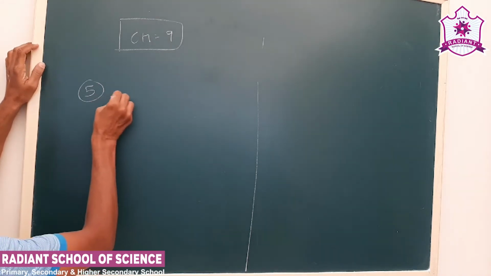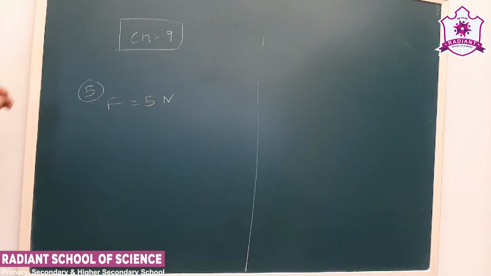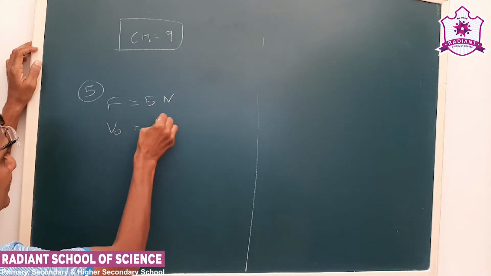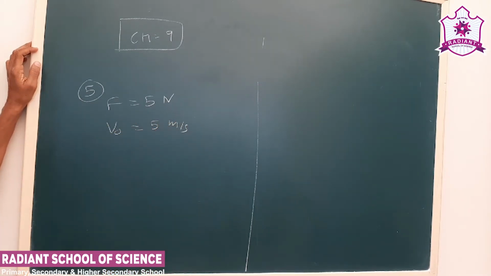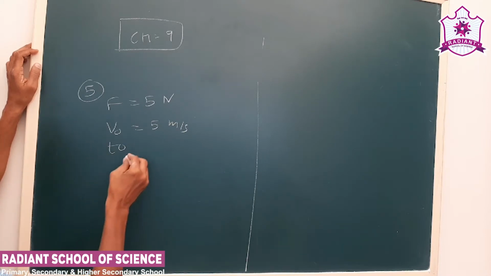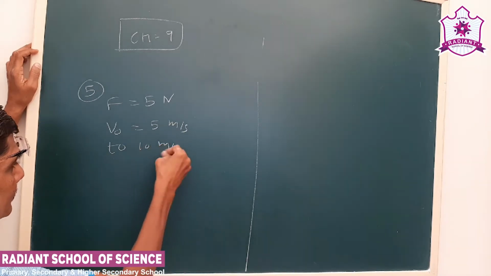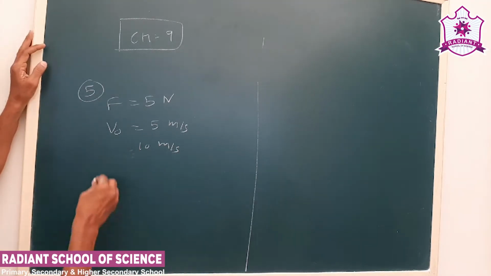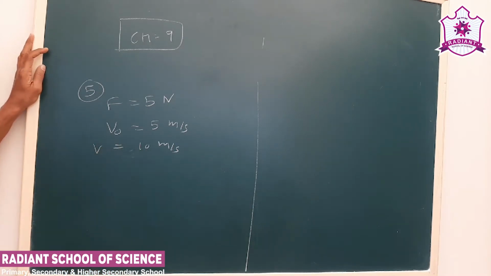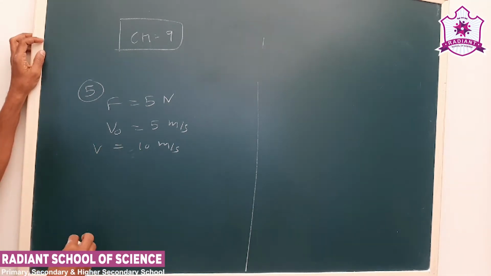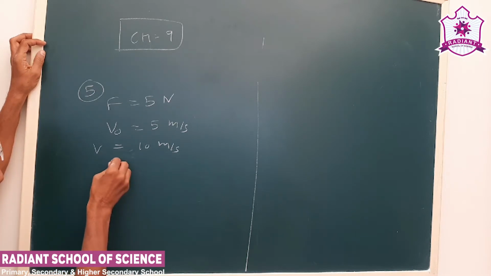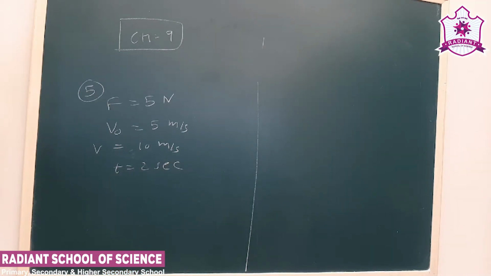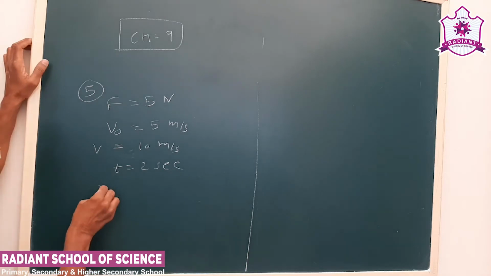Now see, the force of 5 Newton is applied such that the velocity of a body changes from 5 meter per second to 10 meter per second. See, the initial velocity is 5 meter per second, final velocity is 10 meter per second. What is the x? That is done in 2 seconds. What will be the mass of the body?